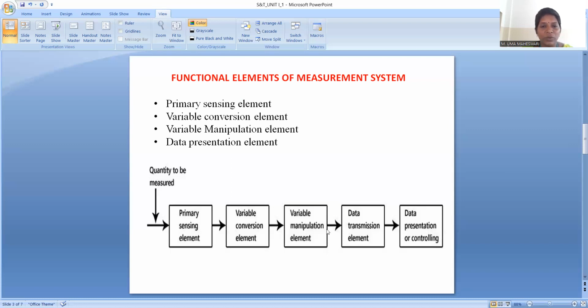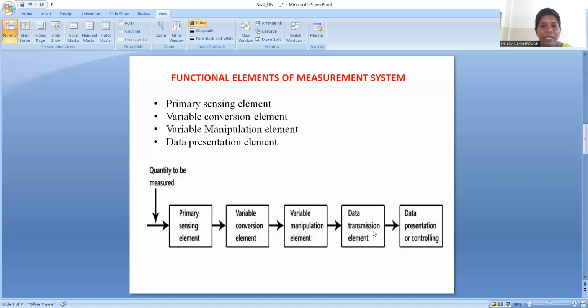And the output of this variable manipulation element is given to the data transmission element and the data presentation element. When the elements of an instrument are physically separated, it is necessary to transfer the data from one place to another. This is done with the help of this data transmission element. So the signal conditioning and the transmitting stage is known as the intermediate stage.